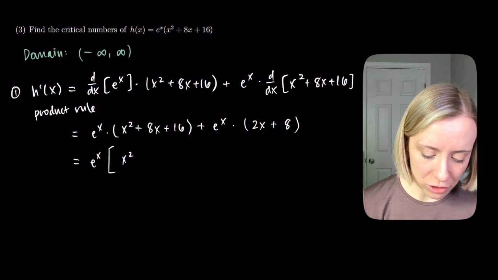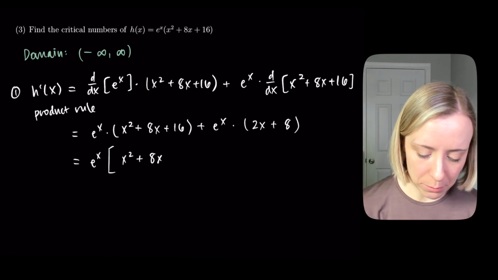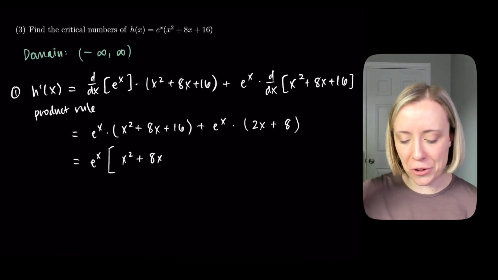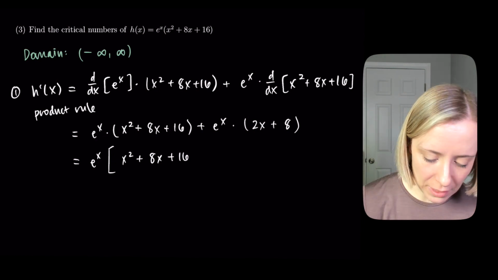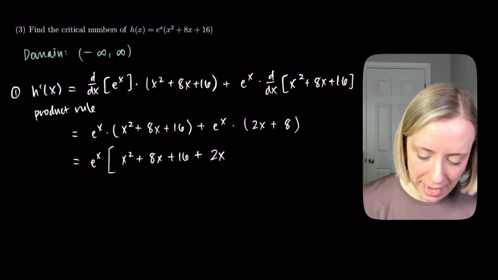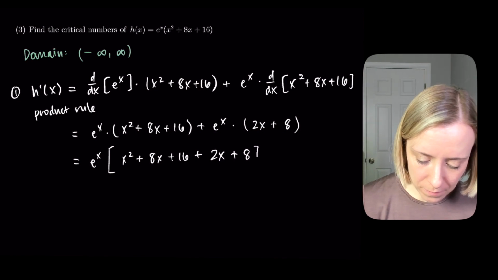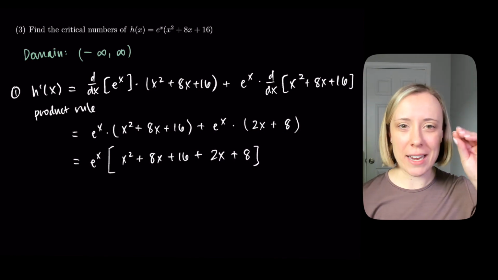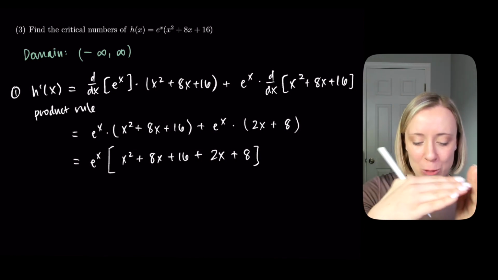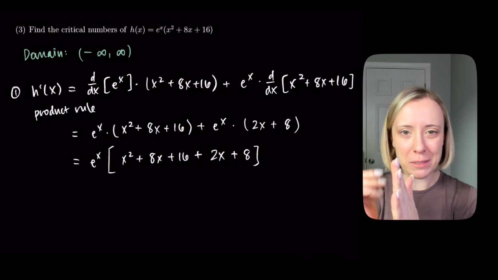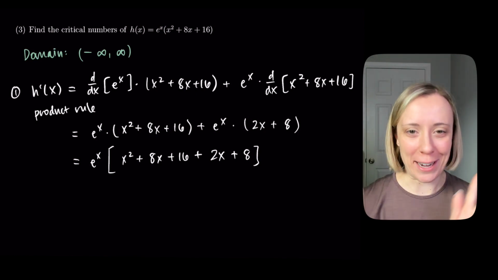Then what I'm left with is just all of these polynomial terms. So I have x squared plus 8x plus 16, and then I add it to 2x plus 8. So I've just factored that e to the x out so that I can combine everything else together. You could multiply the e to the x in, combine them, and then factor it out, but I'm just going to factor it out first.